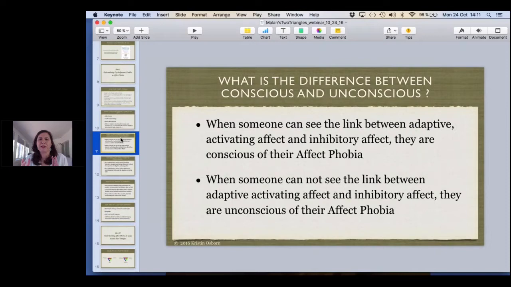But with a lot of our clients, they're not so conscious. They don't quite know that they have a phobia to a specific feeling, and they're not quite aware that they're experiencing this rise of inhibitory affect that's deploying their defenses. And so some people are conscious, a lot of people are unconscious. And the work that we do as therapists is help people become conscious of their affect phobia. We're mirroring back to them if we see any phobic response so that they can begin to understand, oh, in the face of anger, I'm feeling really guilty, and I start running away.